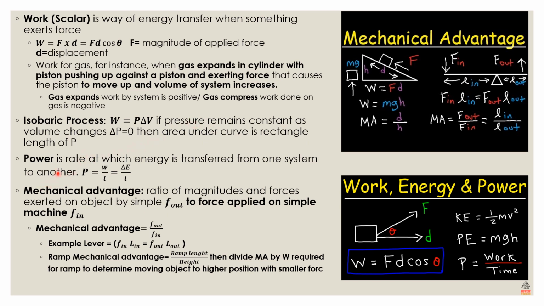Next, you have mechanical advantage. Mechanical advantage is the ratio of magnitudes of forces exerted on an object by a simple machine. So you know how you use a pulley or a ramp to move heavy objects, for instance? That is the mechanical advantage, and it's F out, the force out, over the force applied on the simple machine, F in. So F out divided by F in, and you've got, for instance, a lever here, so force in times length in for a lever equals force out times L out, etc., etc.